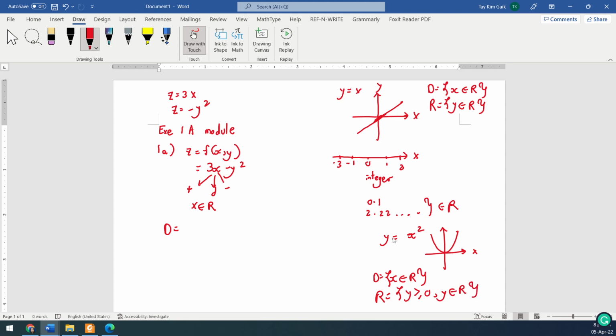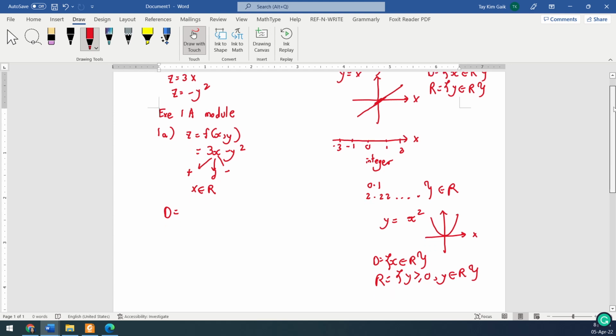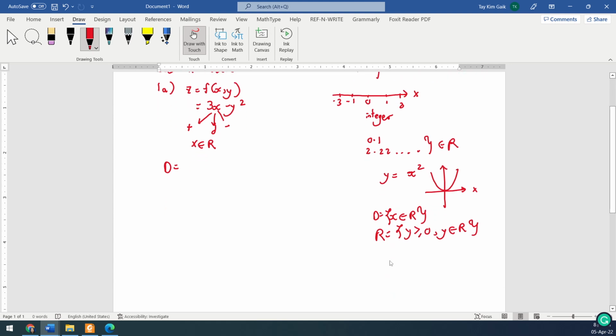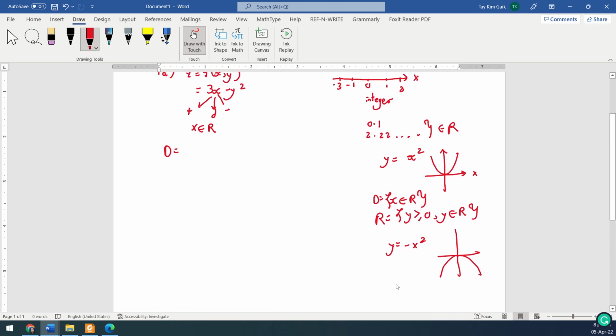This is for y equals positive x squared. If you have y equals negative x squared, because you multiply by a negative, the parabola is flipped. In this case x still belongs to the real numbers, but the range of y is y less than or equal to 0. So the domain is still the same: x belongs to the real numbers.